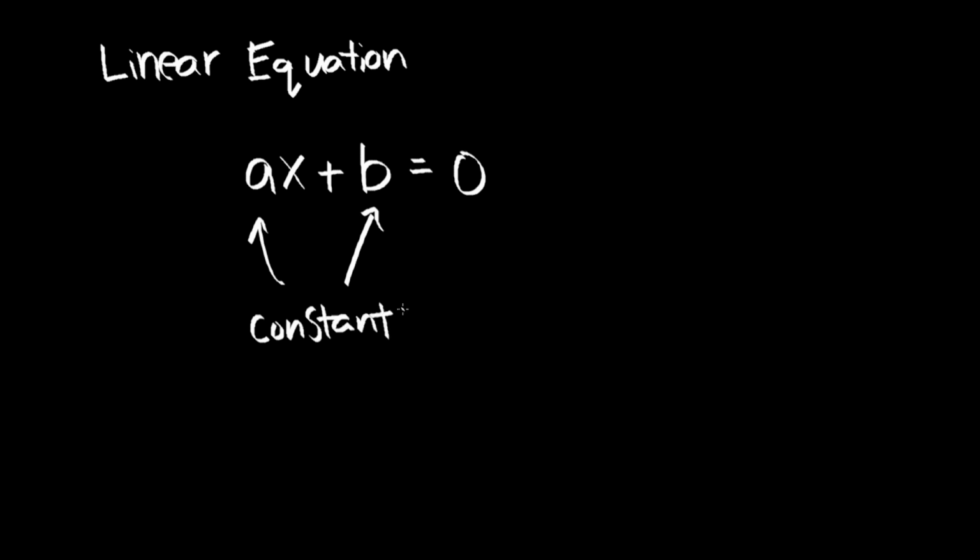So these represent numbers. For example, 2x plus 5 equals 0 follows this linear equation structure, right? So the reason it's called a linear equation, you'll often also hear it as a first degree equation, is due to this variable x being raised to the power of 1, right? There's no exponential going on here.